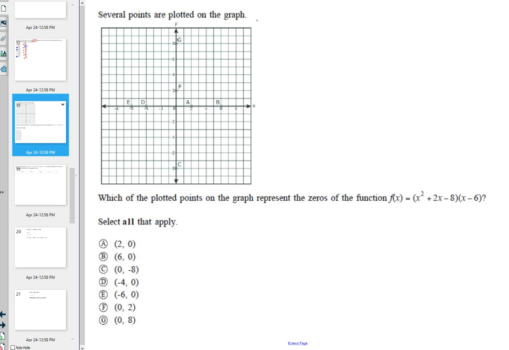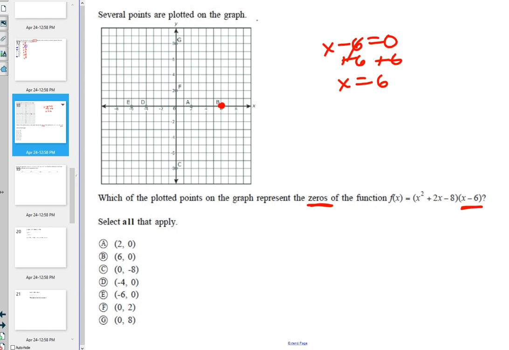Several points are plotted on the graph. Which of the plotted points represent zeros of the function? So this we did. What's a zero of a function? An x-intercept. We already know one x-intercept from this factor here. If x minus 6 was equal to 0, what would x be? It would be 6. So that's B.